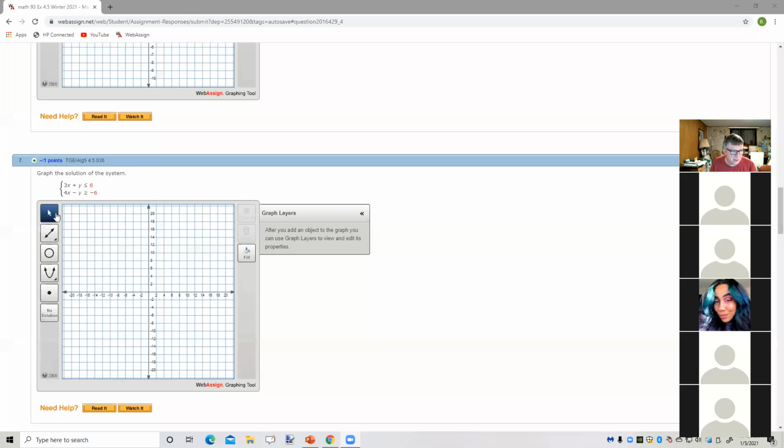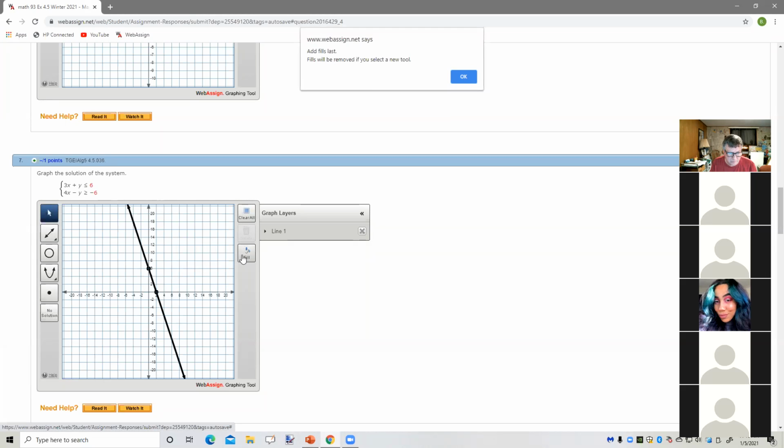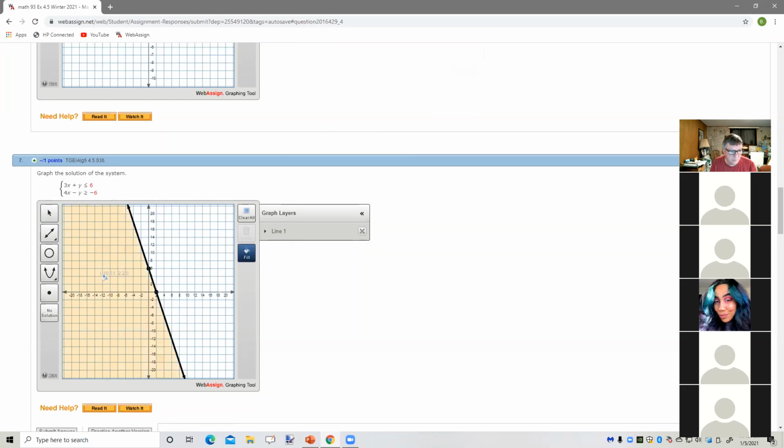Now I'm going to go back to my WebAssign screen and plot 0, 6 and 2, 0. It's a solid line, and I'm going to fill below it. So that's the black inequality, the top one on WebAssign. Again, I mentioned this yesterday: if you get points that are hard to plot, you can come in here and put in their exact values and it'll fix it over here.